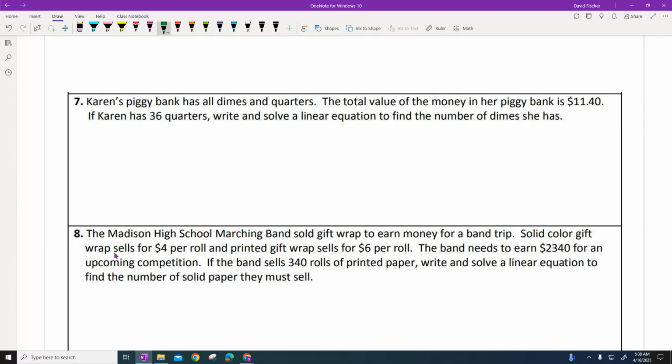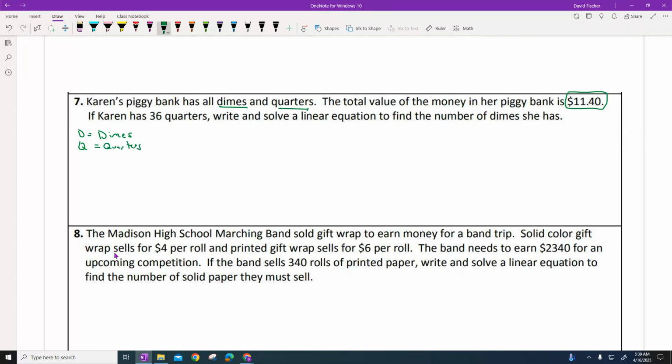Karen's piggy bank has all dimes and quarters. So there's my 2 things. I got dimes and quarters. The total value of the money in her piggy bank is this much in her total. She has 36 quarters. Write and solve a linear equation to find the dimes she has. So the 2 objects that we're measuring are dimes and quarters. So let's use D for dimes, Q for quarters.